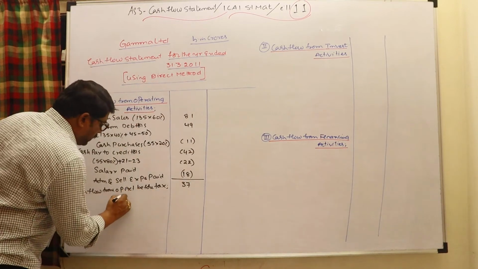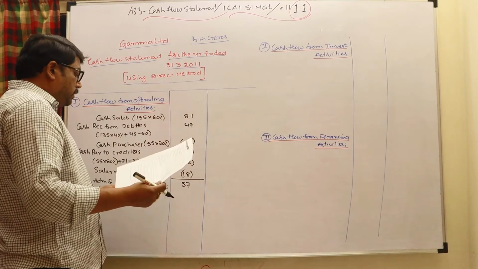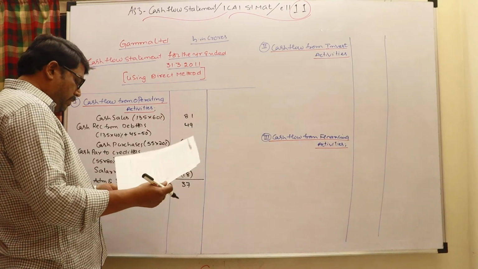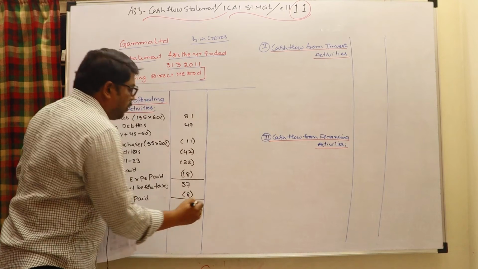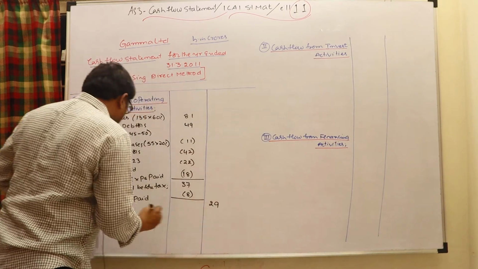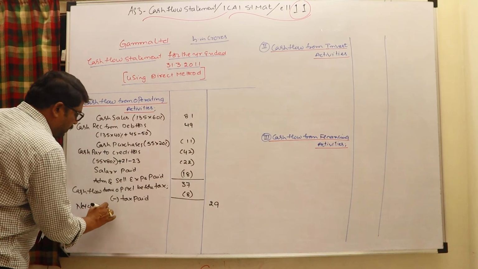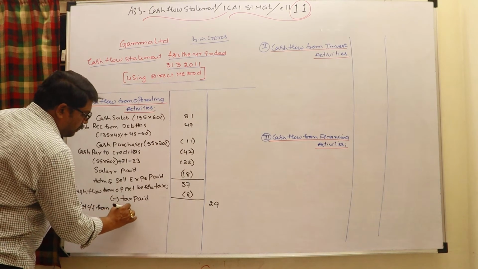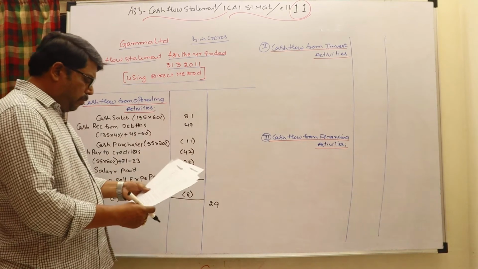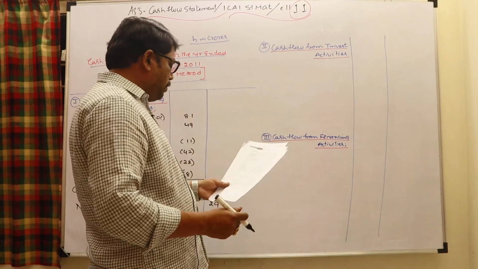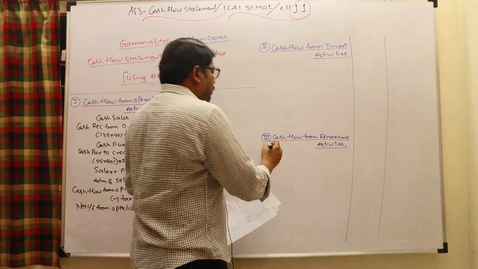Out of this we deduct tax paid, and it is simply given as 8 crores. Tax paid is 8 crores. The balance is 29. This is what we can say is net cash flow from operating activities. And come back to the fourth point, the company's redemption of debentures by payment of cash.